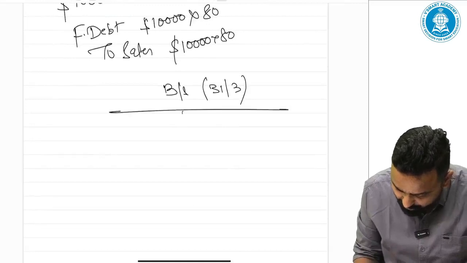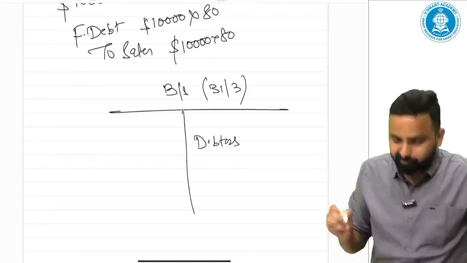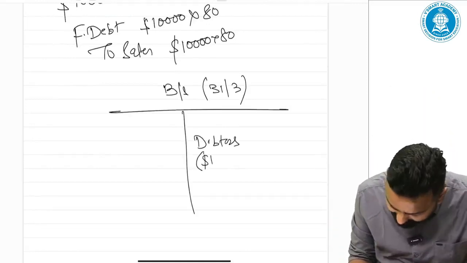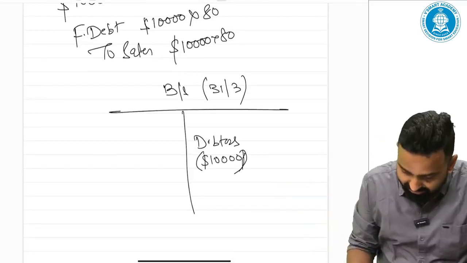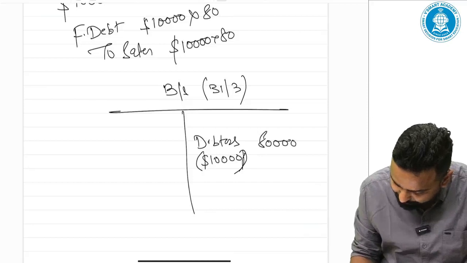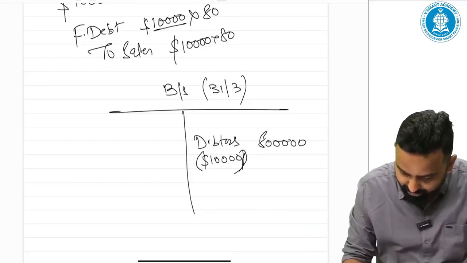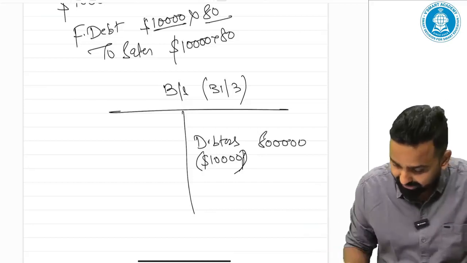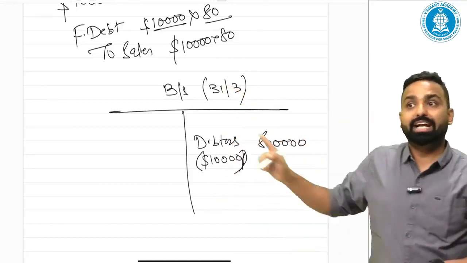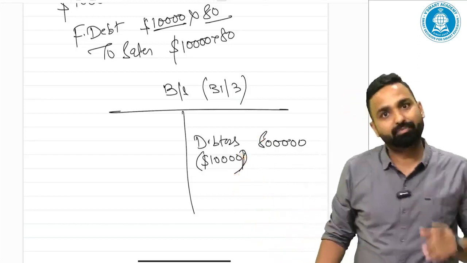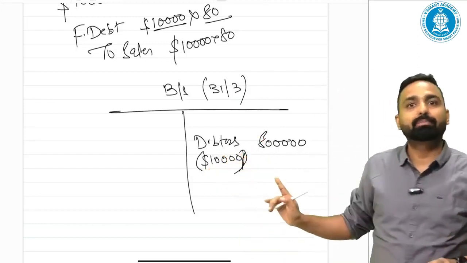But on balance sheet date, 31st of March, my debtors are appearing. Originally, they are to be settled at $10,000. I will get $10,000 from my debtor and it is being shown at 8 lakhs. But now on 31st March, suppose the debtors are not yet settled. So, debtor will become my foreign currency balance. Have you understood? Debtor will become my foreign currency balance.